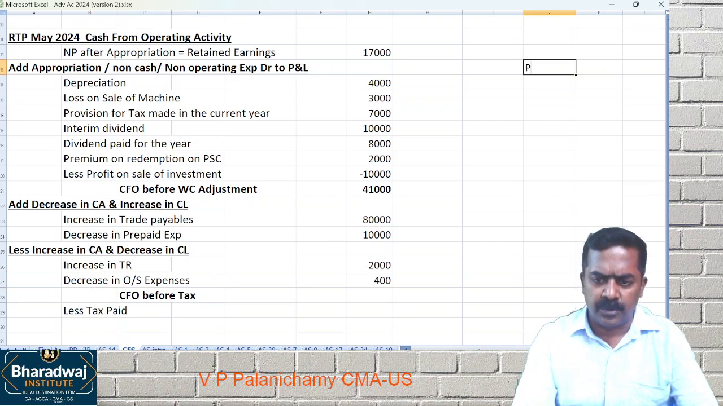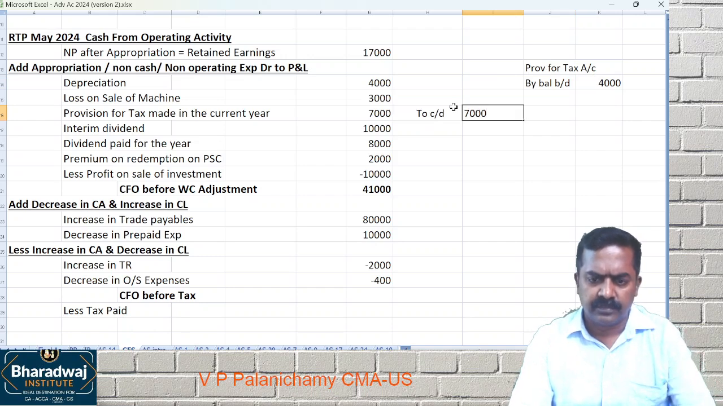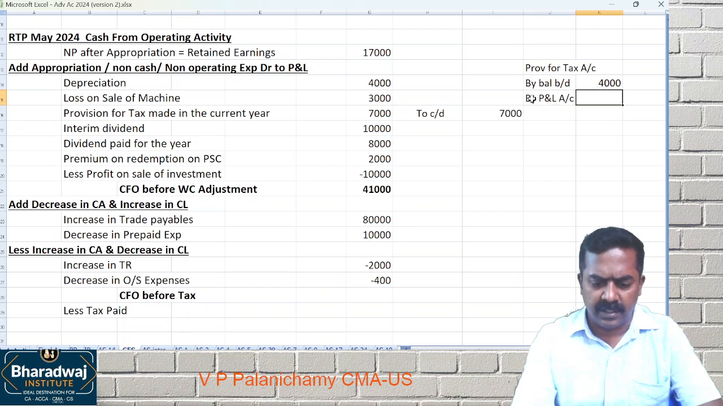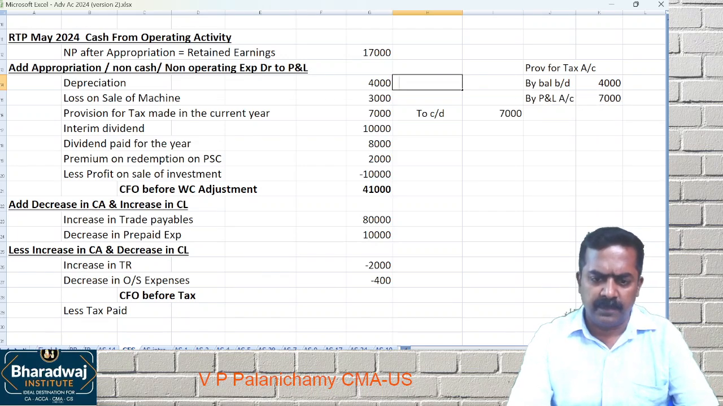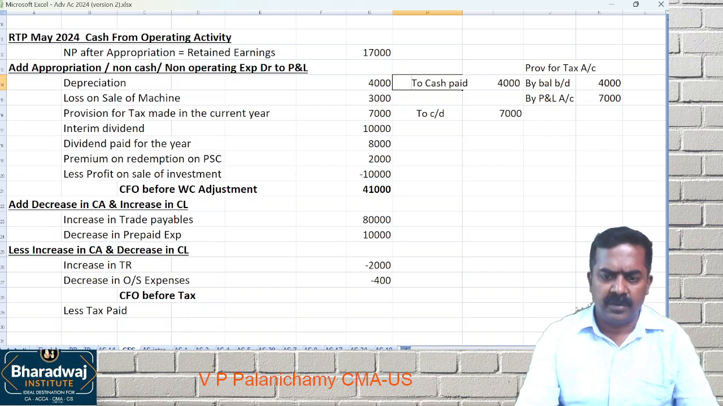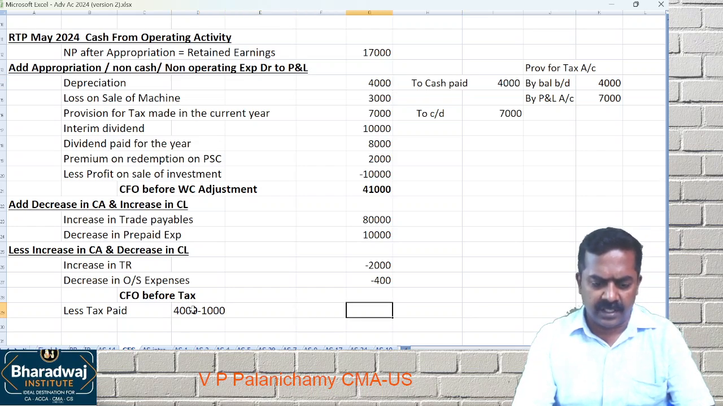See, you have to see provision for tax. Prepare the provision for tax account. By balance brought down, how much is there? 4,000. To balance carry down 7,000. P&L account, how much of provision is created? 7,000 created. Tax paid should be 4,000. But we've got a refund. Out of 4,000, how much got refunded? 1,000. Now what is the net tax paid?